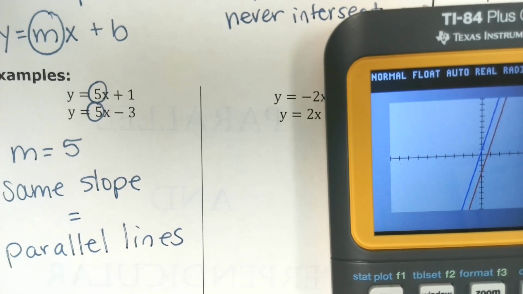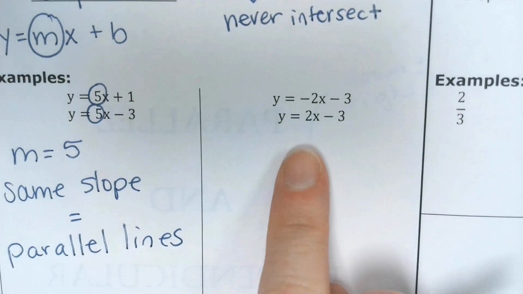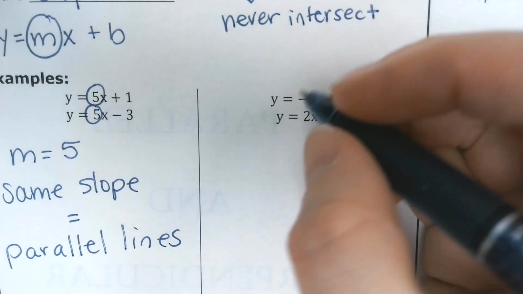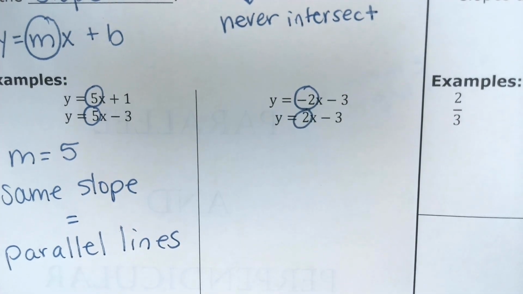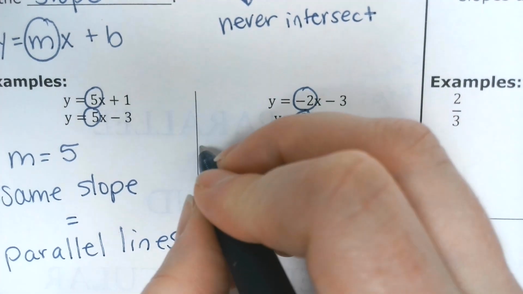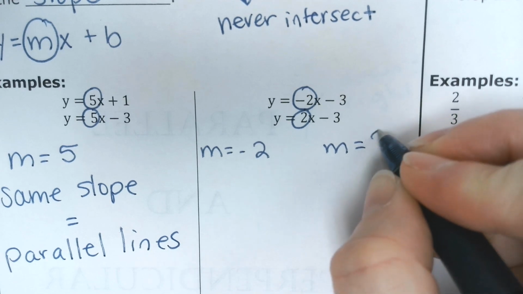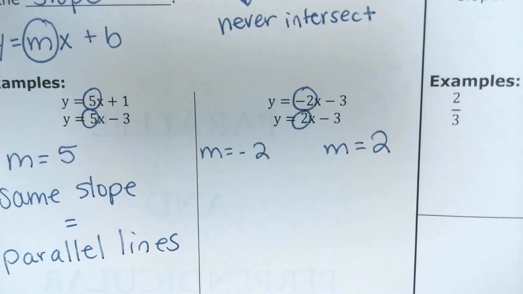Look at the second set. What do you predict is going to happen here? Are they going to be parallel? Or are they going to be perpendicular? Look at their slopes. One of them equals -2, and then the other one equals +2. Do you think they're going to be parallel or perpendicular or neither?